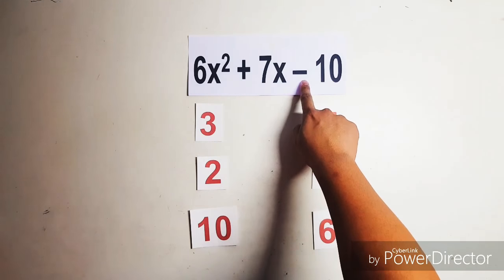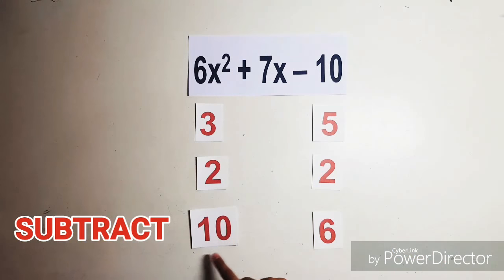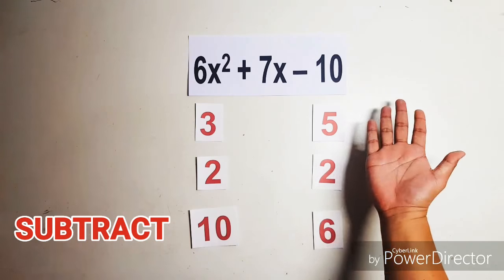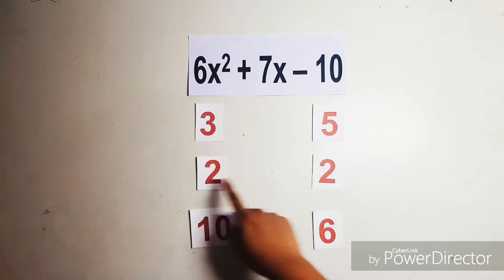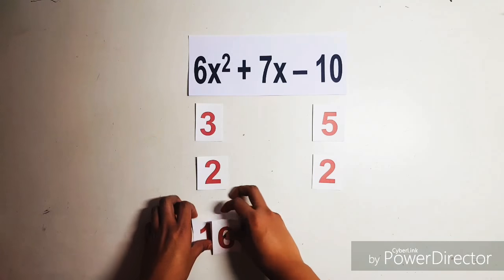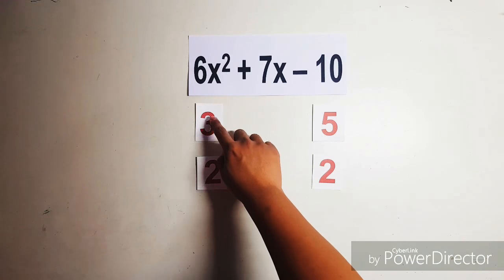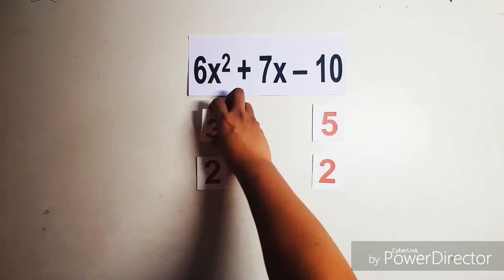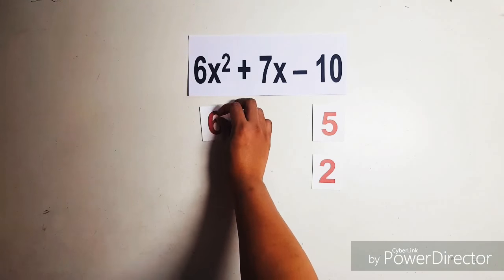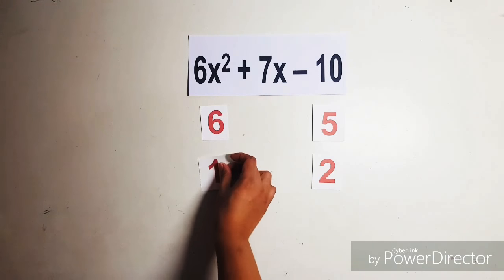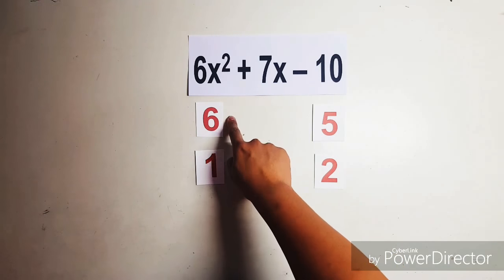Now, since the sign of this is negative, when we subtract, 10 minus 6, the answer must be the same as the middle term. But since that is not the same, the order of our factors is not correct. So we have to try again. Let's change the given factors with another pair of factors of 6. The other factors could be 6 and 1. Let's try our cross product again.